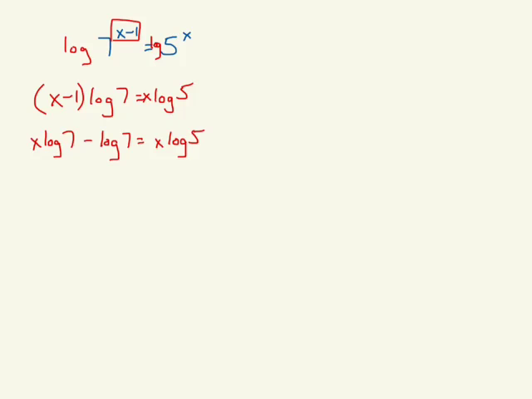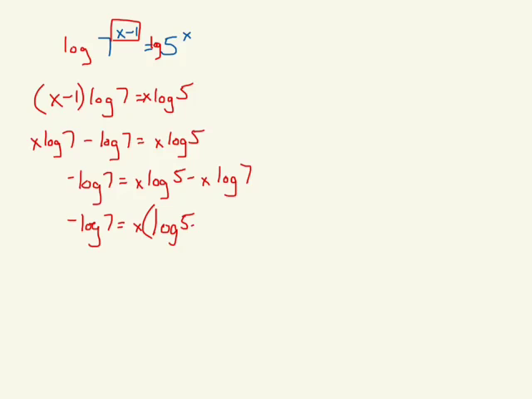And I don't forget about how I solve for x. I'm simply going to try and get all of my x values on one side. So we'll get an x log of 5 minus an x log of 7. And now I have a common factor of x that I can pull out right here. So we'll have a negative log of 7 equals an x times log of 5 minus log of 7.